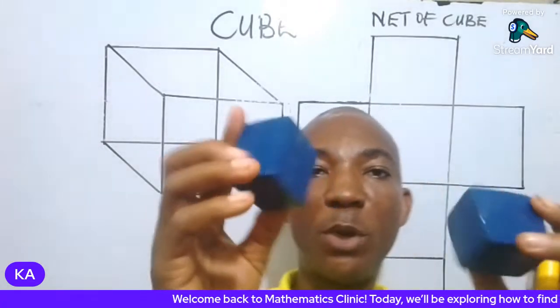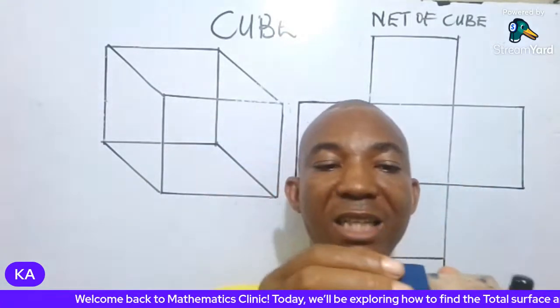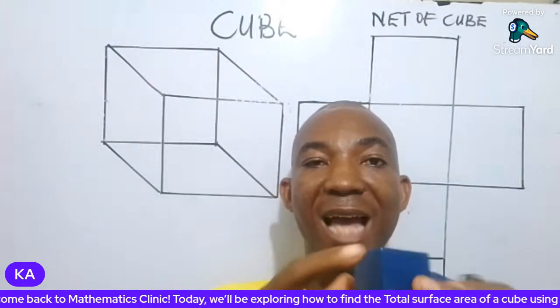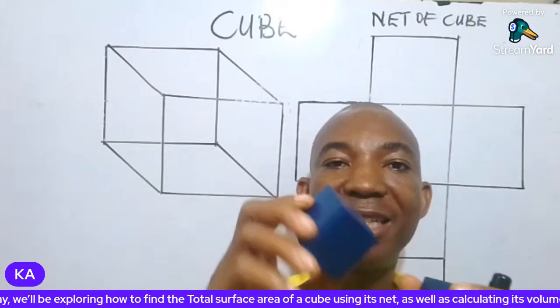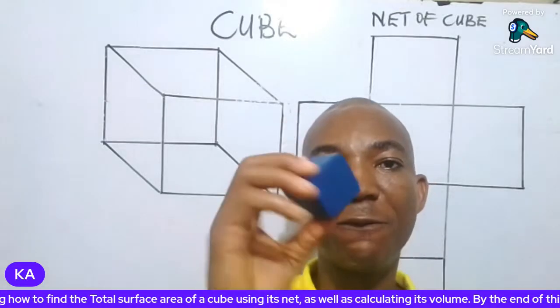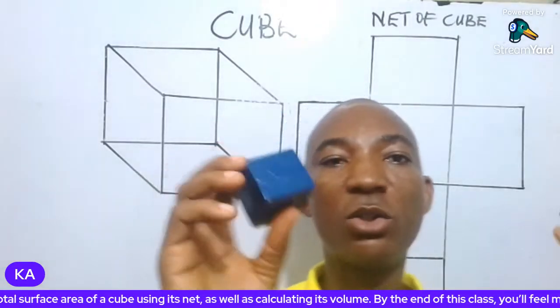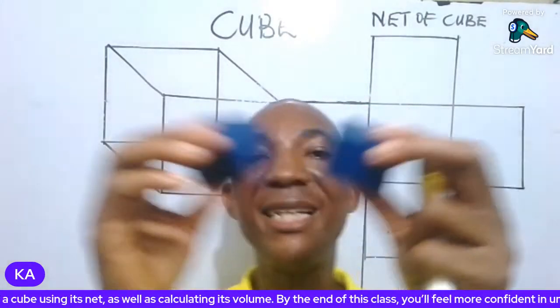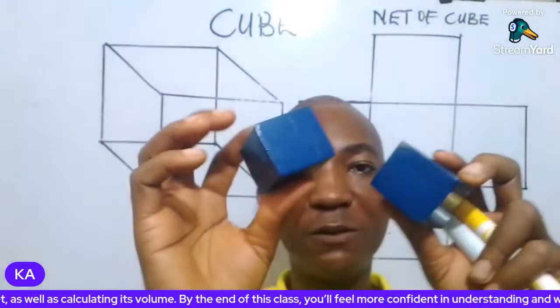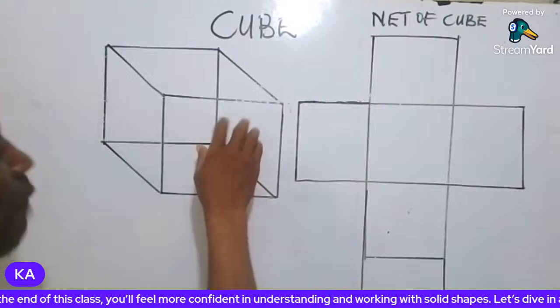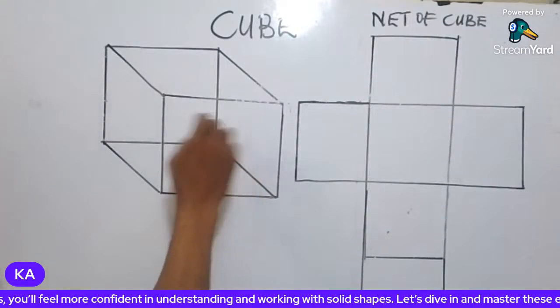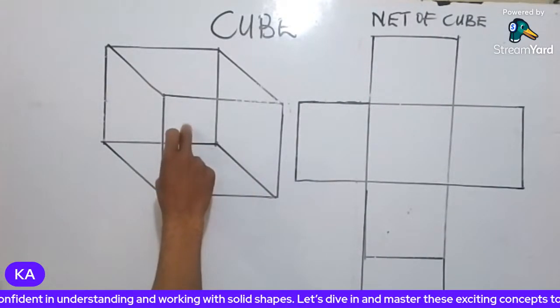And you remember the properties of a cube. A cube has how many faces? It has 6 faces, it has 12 edges, and it has 8 vertices. But what we are going to do today is look at the total surface area of this shape. And if you look at the board here, I have a drawing of a cube. Can you see the drawing of a cube?